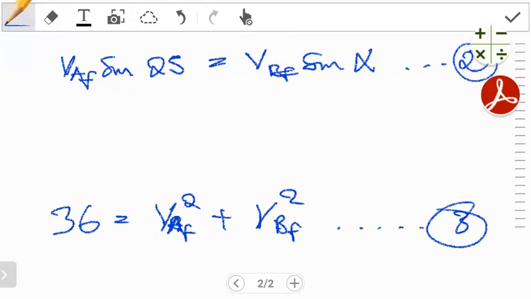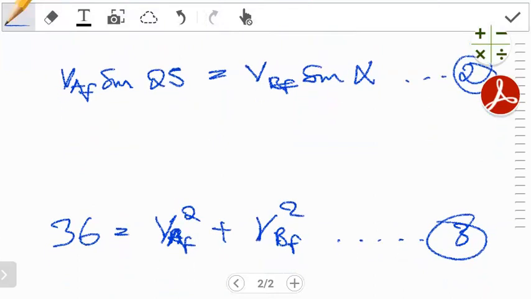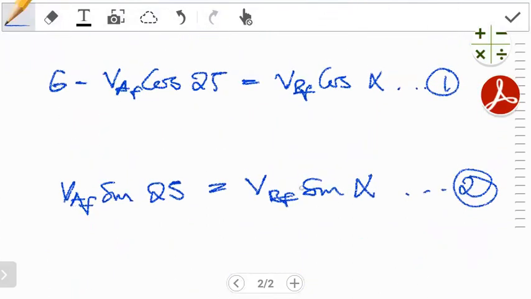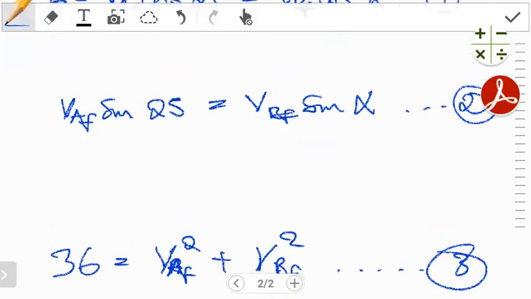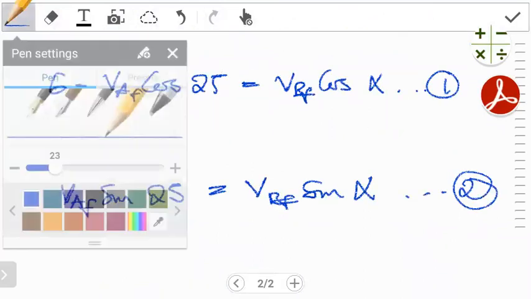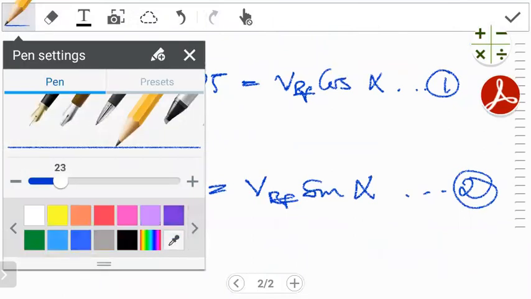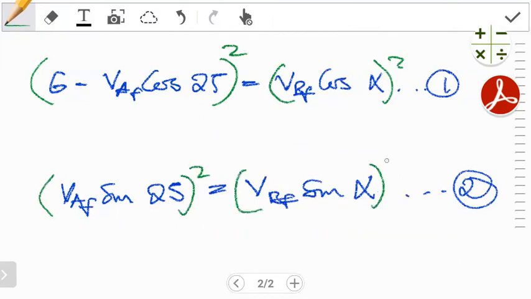Okay, now let's see. We want to use the 3 equations. So one method that we're going to use is to square the first two equations, then substitute what we get into the third equation and see how it works. What do I mean? I'm going to square the left-hand side and the right-hand side of each term. Then after I square them, I'm going to add them.